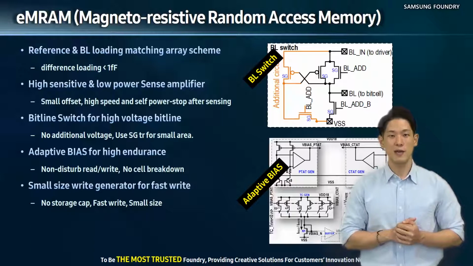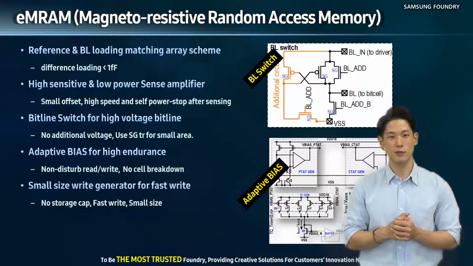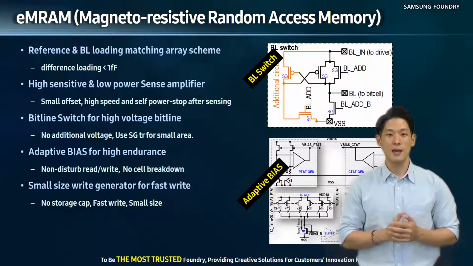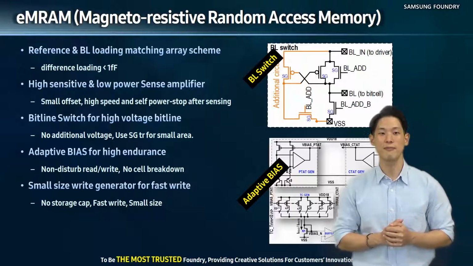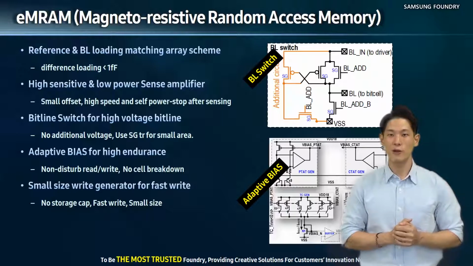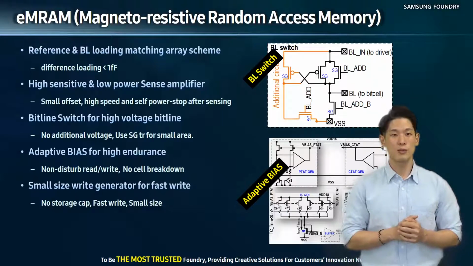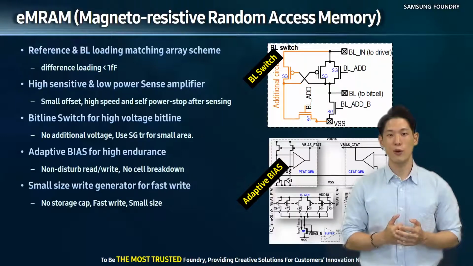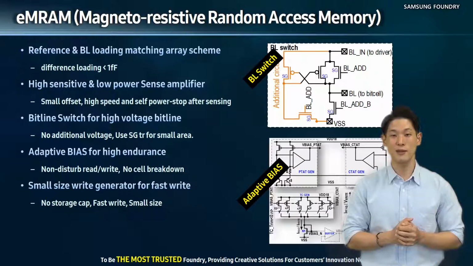We also have SG high voltage bitline switch technology that does not use additional voltage for small area. Adaptive bias circuit that changes bias according to the temperature for high endurance is used in this scheme. High current and many storage capacitors are required to generate the voltage for write operation. But we use small size write driver which does not require storage capacitors, resulting in faster write operation and smaller size.